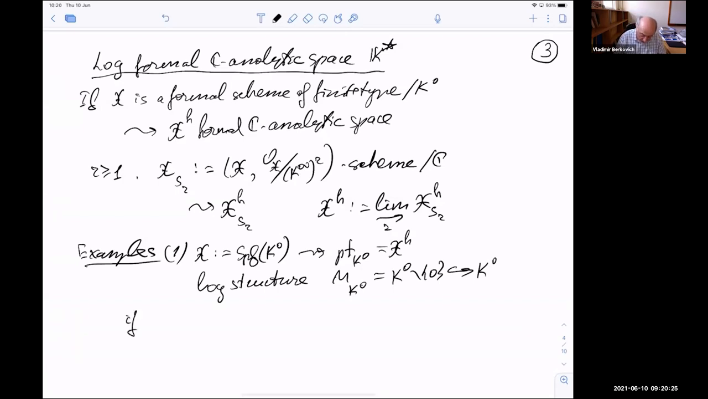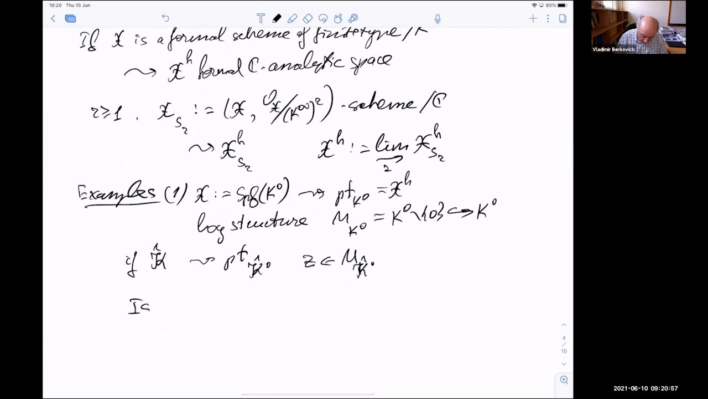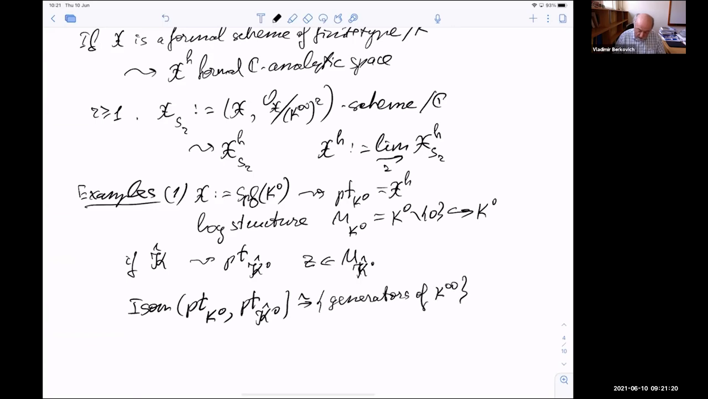Now, if we start with this field K, then we get a similar log point, denoted in this way, and it is also a log formal C analytic space. But what is the difference? There is a fixed element Z in this monoid. And by the way, there is a canonical bijection between the set of isomorphisms from one point to another and the set of generators of the maximal ideal. If we have such an isomorphism, we take the image of Z and we get a generator of the maximal ideal of K.